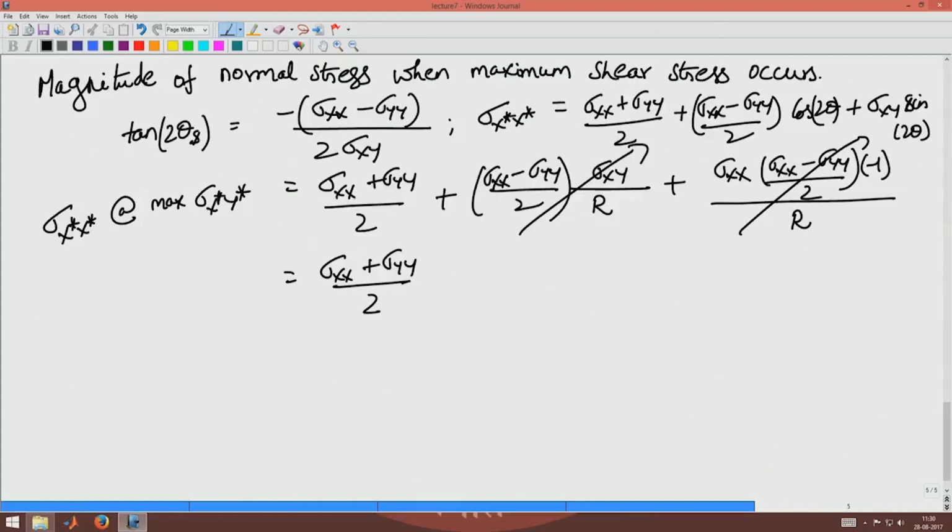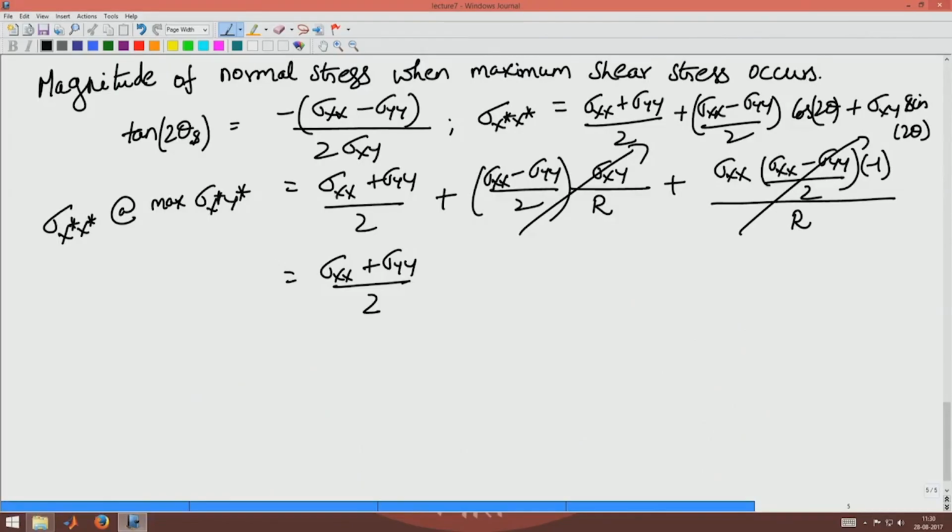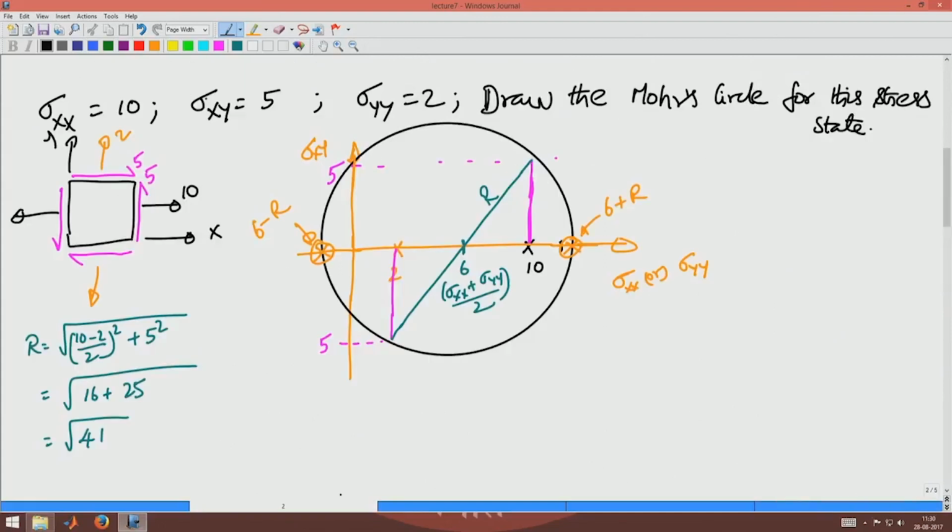What we have seen is, when the extremum normal stress occurs, the shear stress goes to 0, but when the extremum shear stress occurs, the normal stress is not going to 0, it will be the center of the circle. Okay. Now, let us go back to the circle and identify these points.